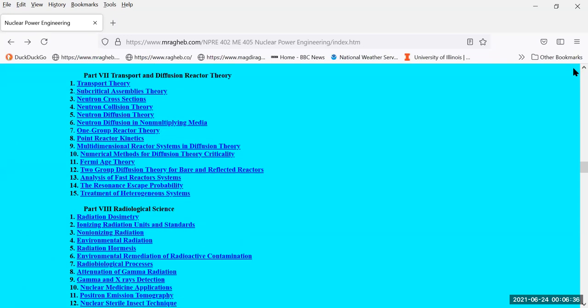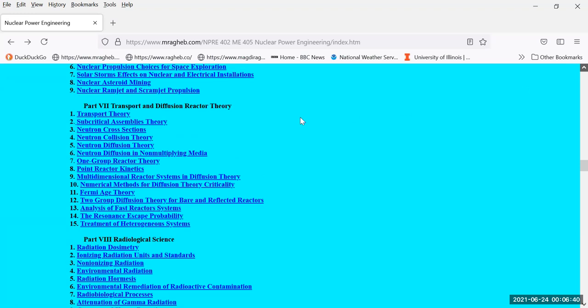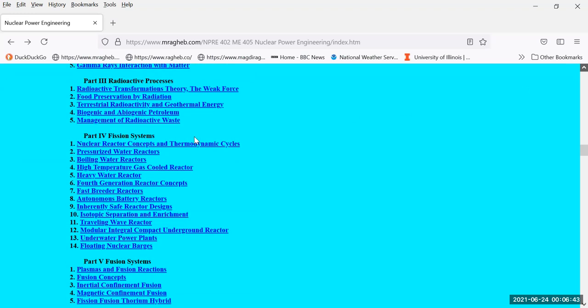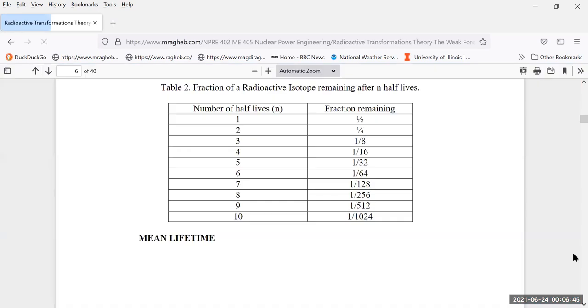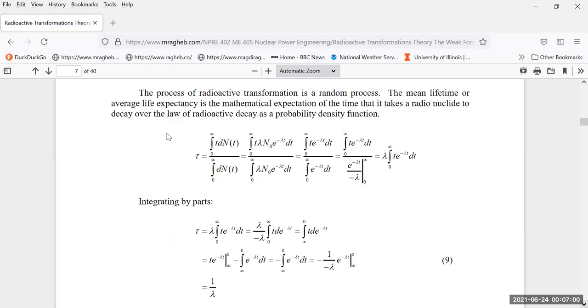We go back to our chapter on the radioactive transformation theory. So we derived the law of radioactive decay in terms of the half-life. Some folks prefer to use what's called the mean lifetime. So what's the mean lifetime? It is a process of averaging the length of the half-life, and that is basically taking the mean value.